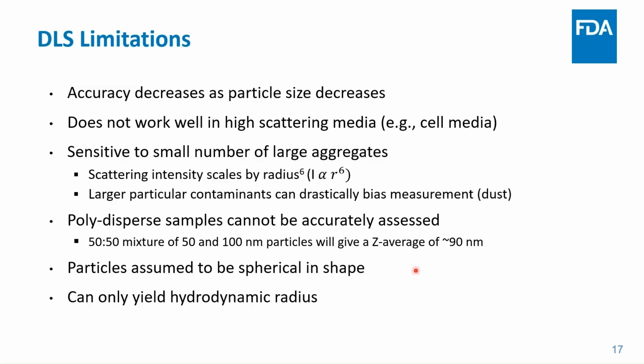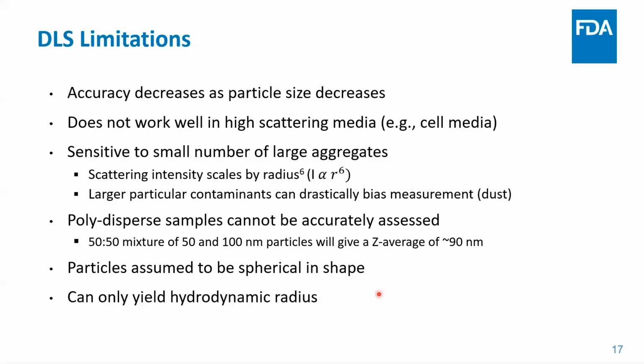In this case, we just have a 1-to-1, a 50-50 mixture of 50 and 100 nanometer particles. It's always skewed to the larger size just because of the inherent intensity of light for larger particles. So it always looks like 90 nanometers.